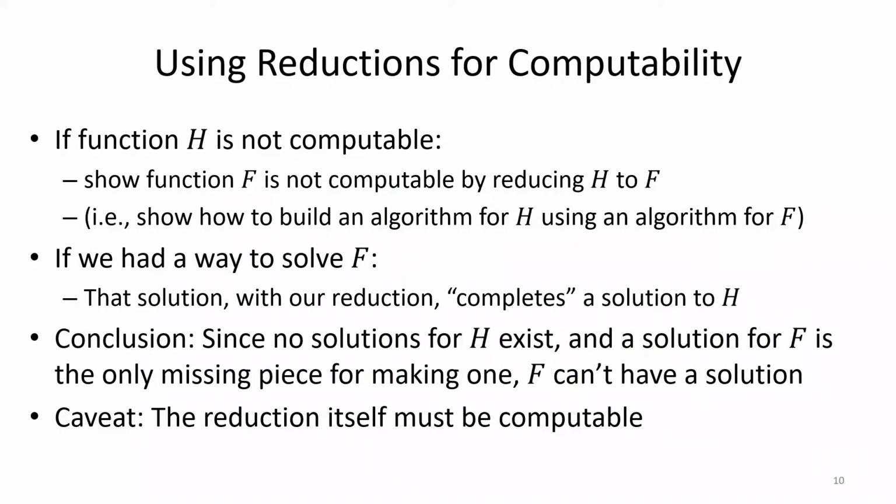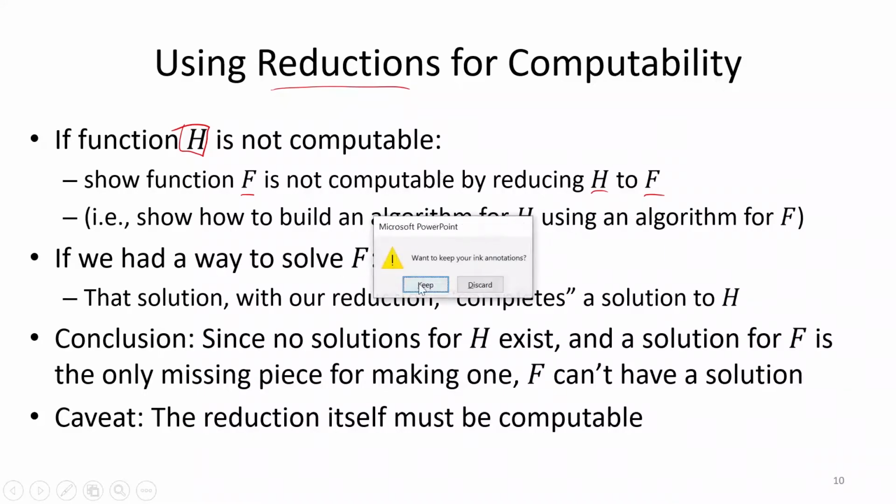So here's how we have used reductions to prove things so far. When we were talking about reductions for computability, the thing we did with them is we said, let's assume that we have this function h, which isn't computable. And our goal was to show that this new function f wasn't computable by reducing h to f, by showing how we could use an algorithm for f in order to solve h. This is backwards.